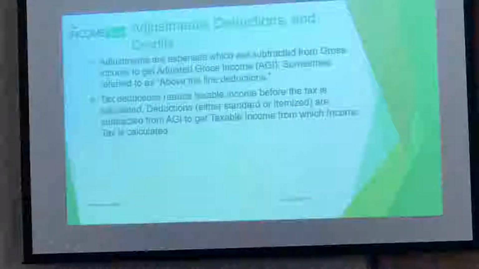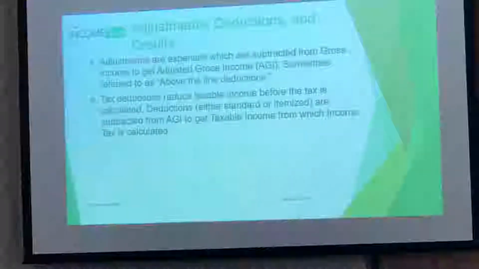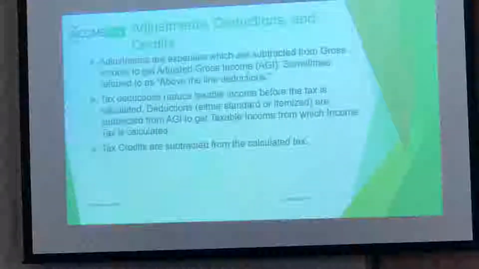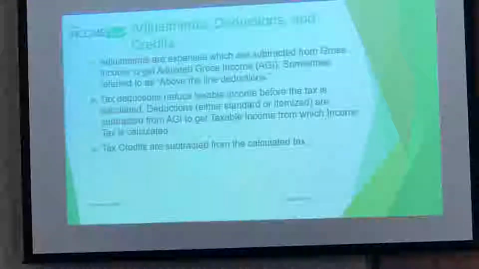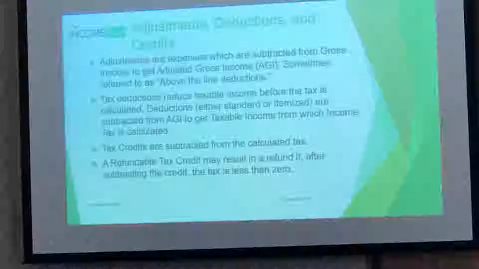Adjustments are things like student loan interest, moving expenses, alimony, half of your self-employment tax, things like that. Self-employed health insurance, all of those are adjustments. And then this just outlines what I just said about credits subtracted from calculated tax.